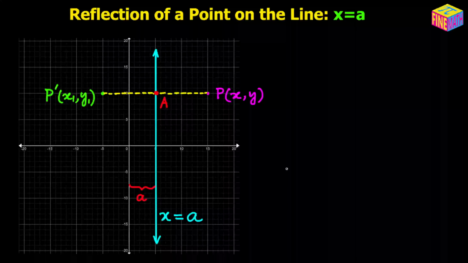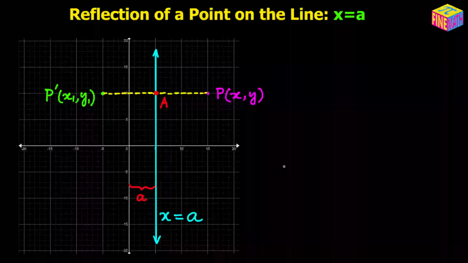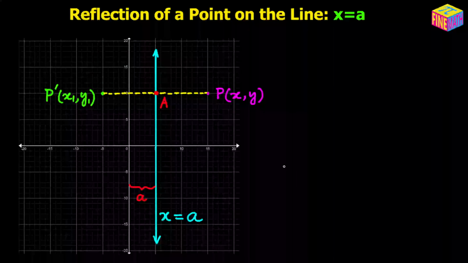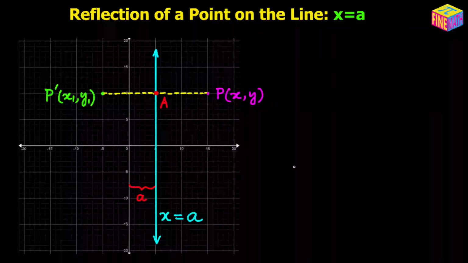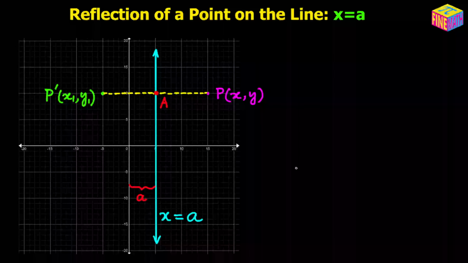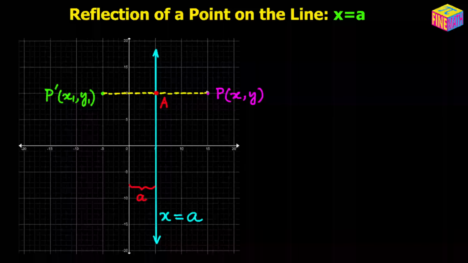Hi everyone, in this video we are going to discuss reflection of a point on a line which is parallel to the y-axis. Let's assume that the equation of the line is x equals a, and let's assume that our original point is at P, which is a pink dot right here, which is in the first quadrant.